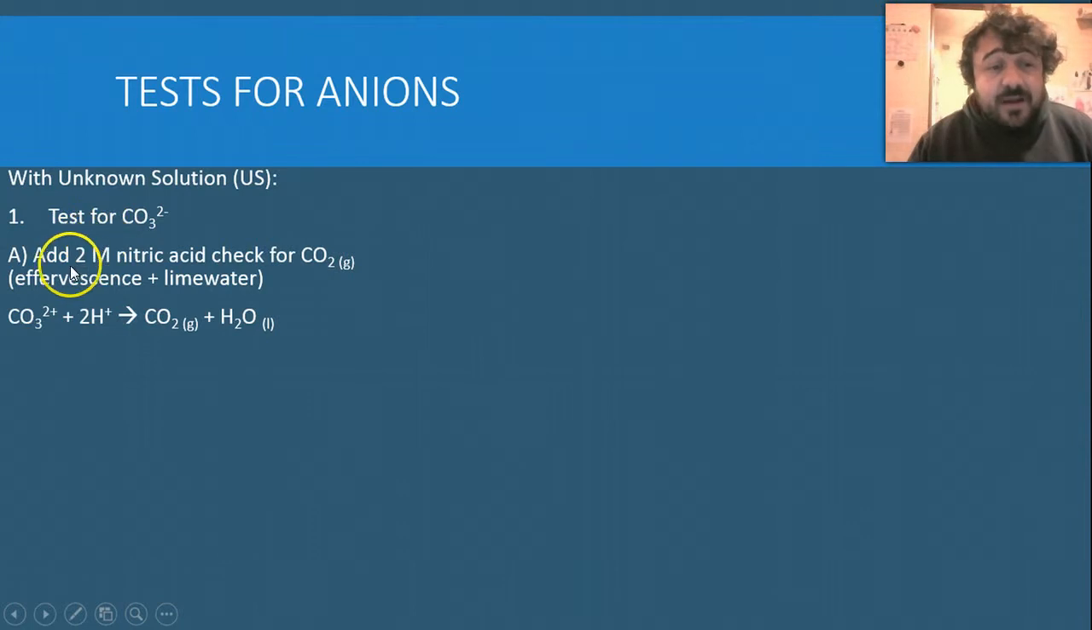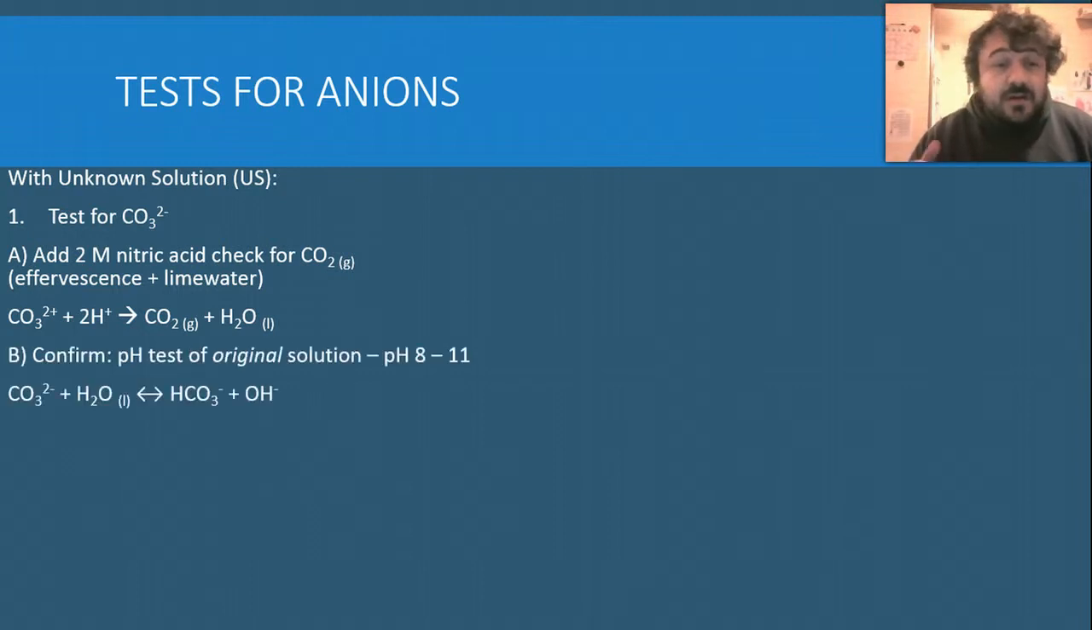So you want to test for carbonate. Your first test is to add nitric acid, 2 molar nitric acid, and check for carbon dioxide. So we see here when we add the hydrogen to the carbonate, we get carbon dioxide and water. You do this, look for bubbles, and then test with lime water.